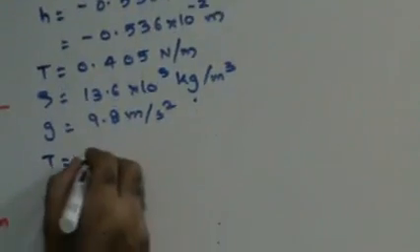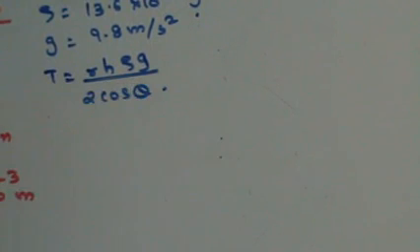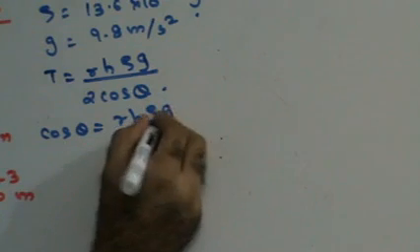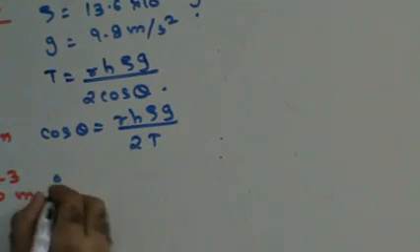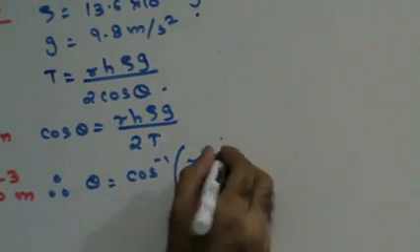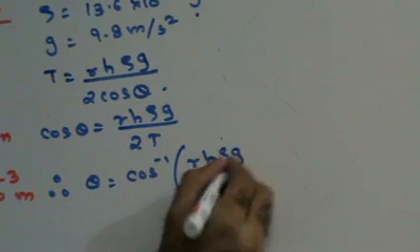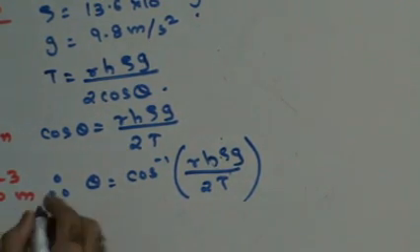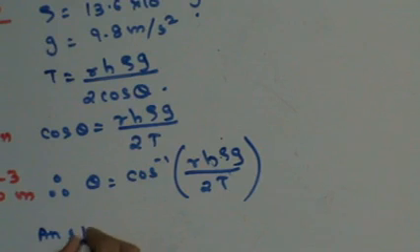Now, I can say T is equal to RH rho g upon 2 cos theta. So in that case, cos theta is RH rho g upon 2T. Therefore, theta is going to be cos inverse of RH rho g upon 2T. First get the value of RH rho g upon 2T, then find the cos inverse of it. The answer for this should be 151 degrees 53 minutes. Next, take on next one please.